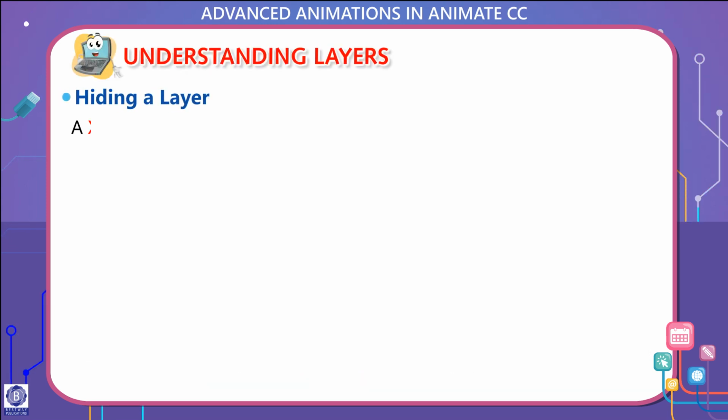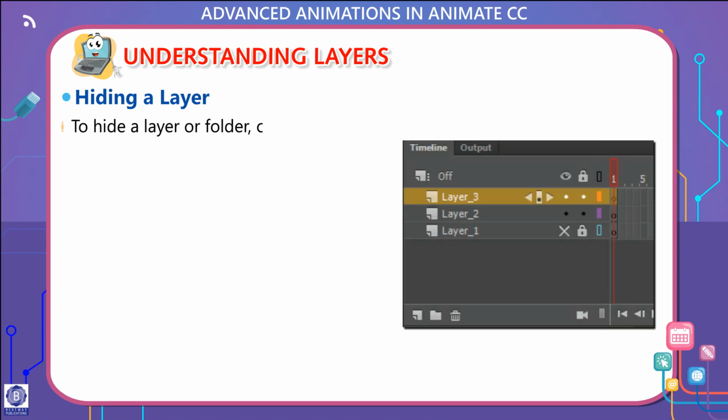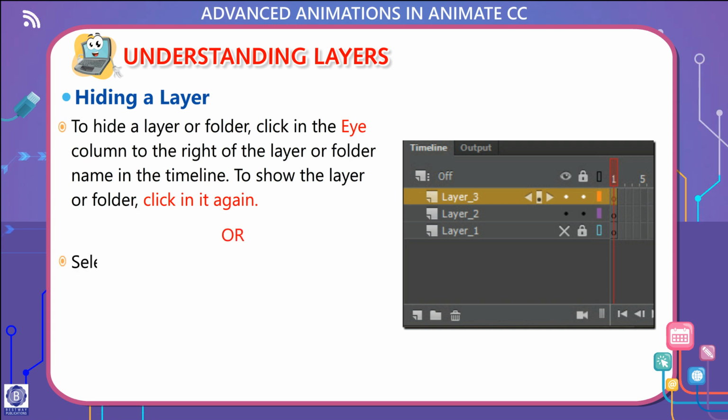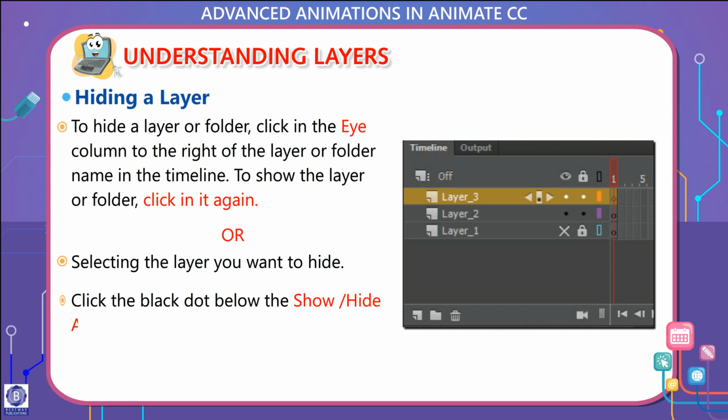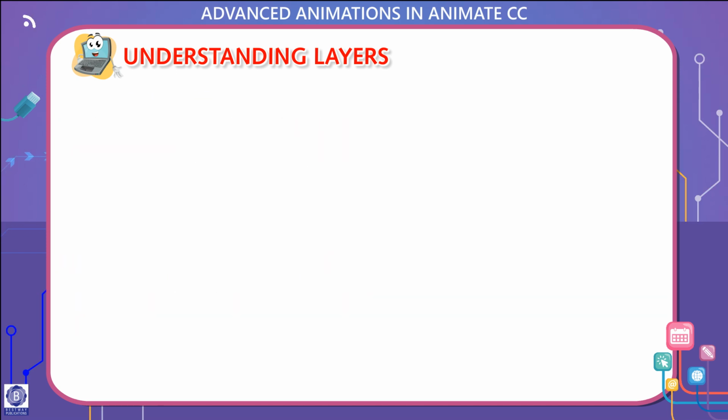Hiding a layer. An X next to the name of a layer or folder in the timeline indicates that a layer or folder is hidden. To hide a layer or folder, click in the eye column to the right of the layer or folder name in the timeline. To show the layer or folder, click in it again. Or select the layer you want to hide. Click the black dot below the Show or Hide All Layers icon beside the name of the selected layer. A cross sign appears. Now this layer is hidden.